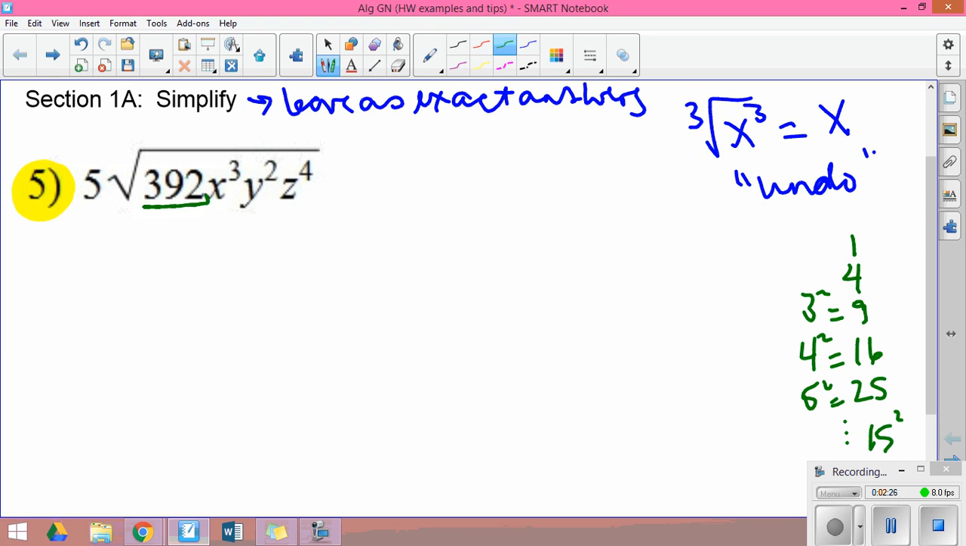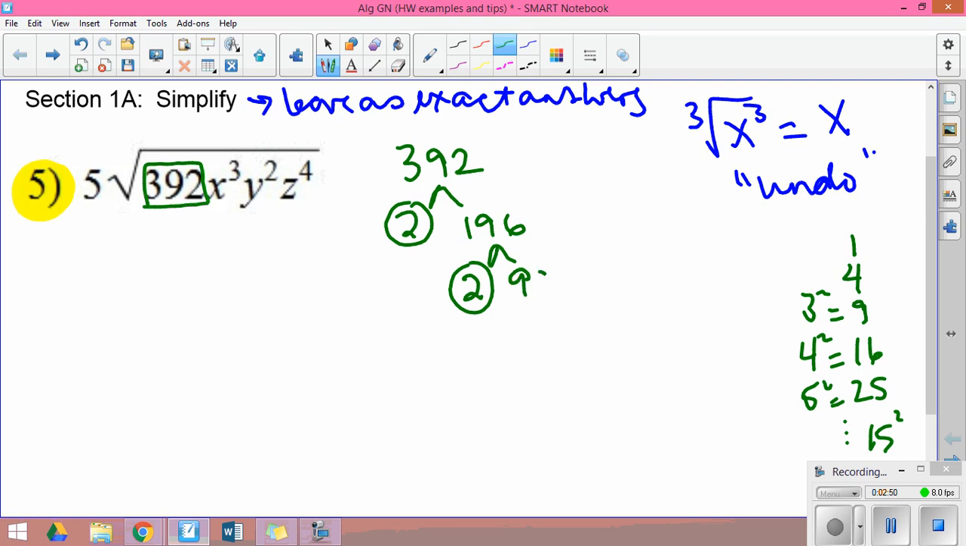So the first thing we're going to do is factor 392. Now, 392 is an even number, so I know that 2 goes into it, and 2 will go into it 196 times. Now, if you know your math facts, 196 is a perfect square. If you don't, we're going to say, well, it's still an even number, so 2 goes into it 98 times. And 2 goes into 98 49 times. There's another perfect square. Or I know that 49 is 7 times 7.